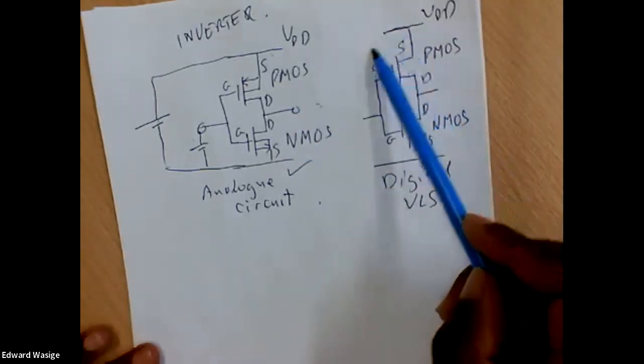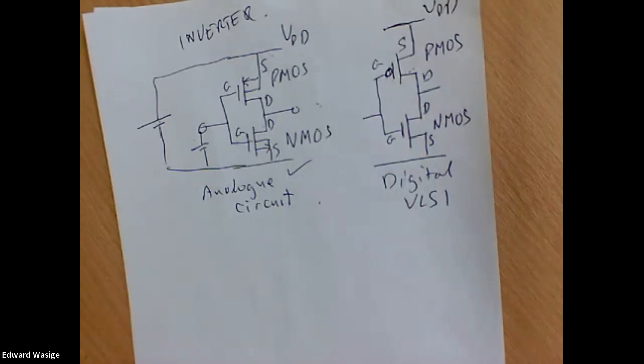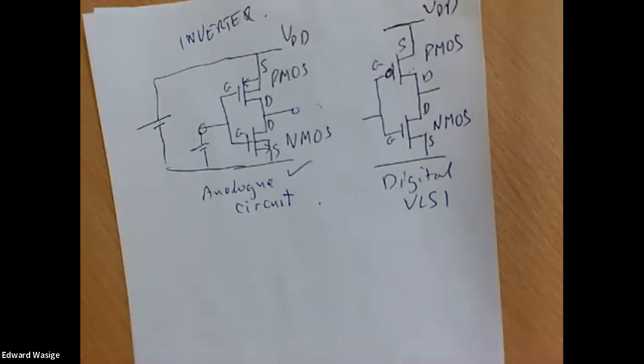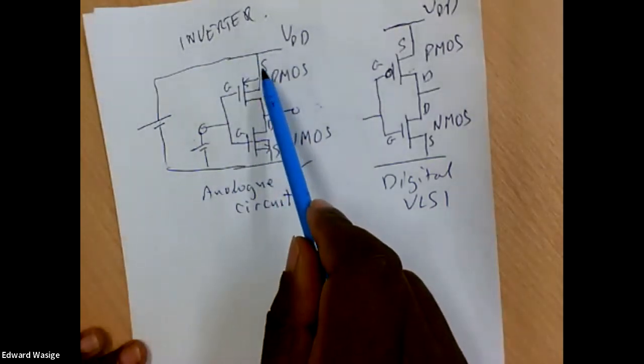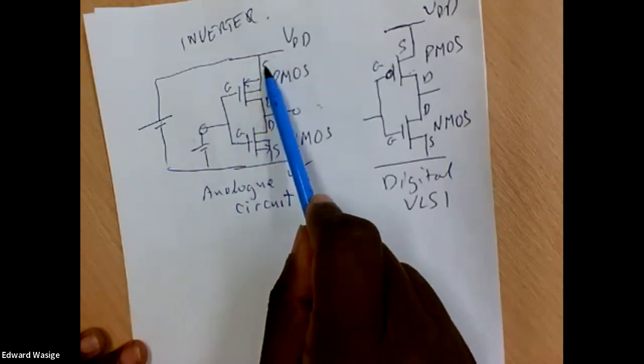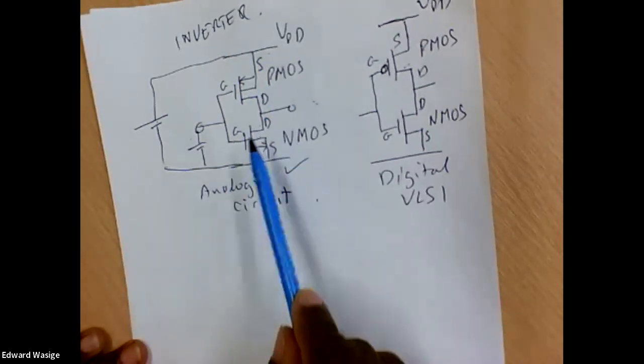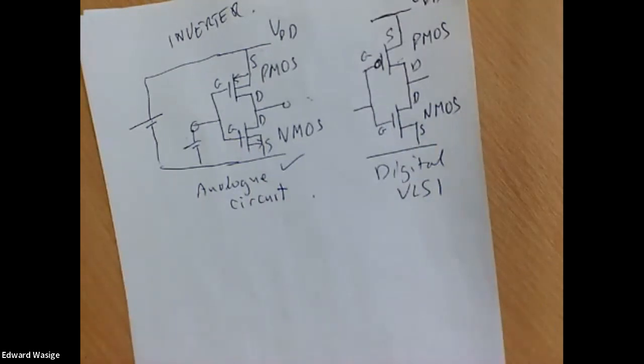So that's not always clear in digital VLSI circuits, but just beware of that. Just beware that in the circuits, for the PMOS device the source will always be the higher terminal, while the drain will be the lower one.